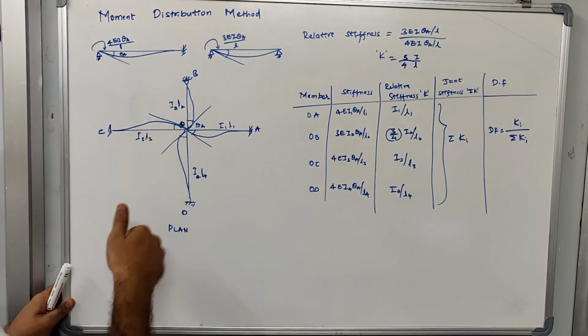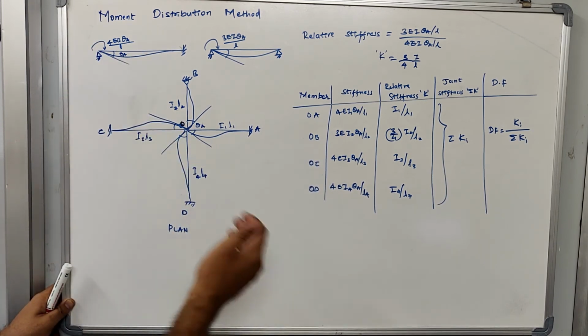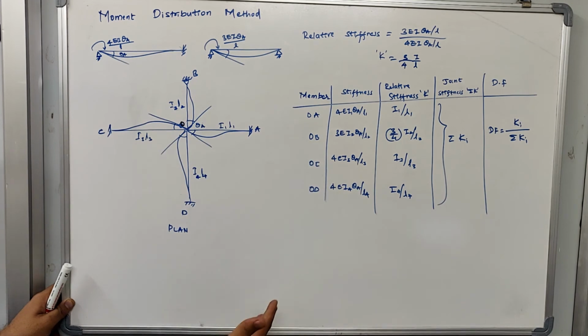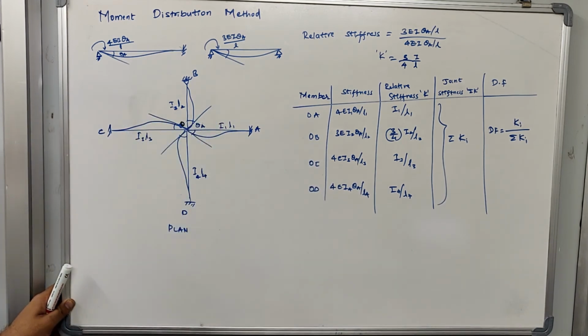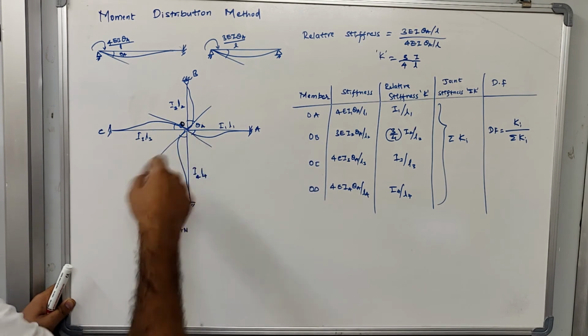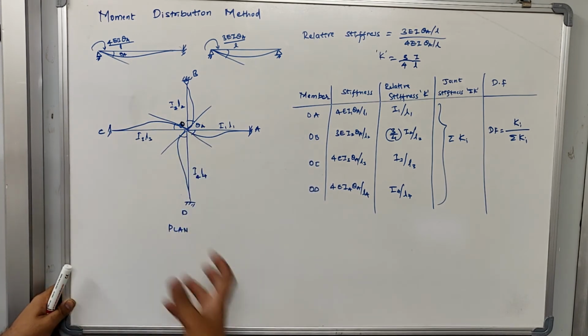Now this is a joint which is connected by 4 members, right? So it can be connected by numerous members. I'm just showing you only 4 members being connected at a joint. So now I want to determine how much is the joint stiffness.